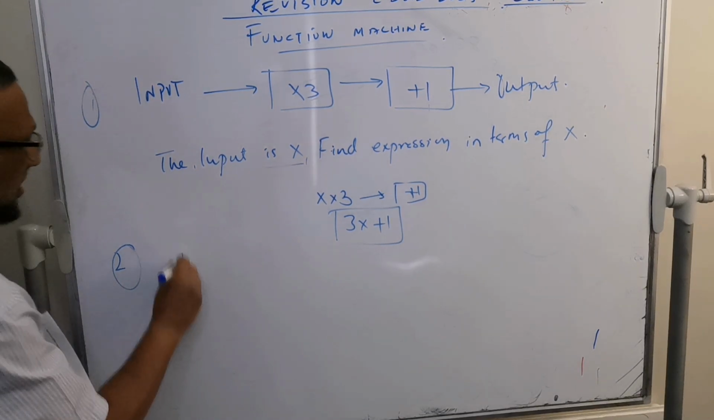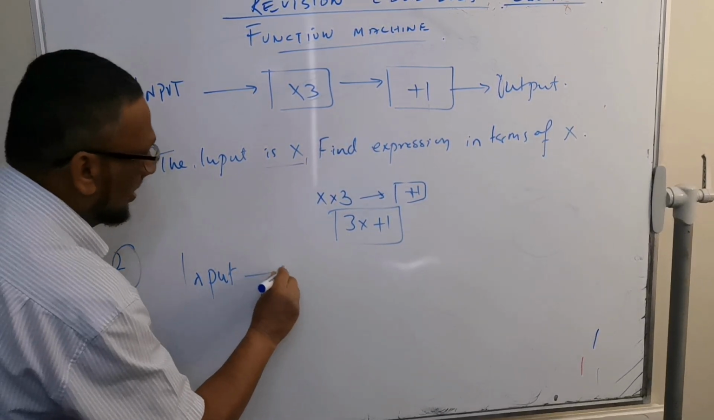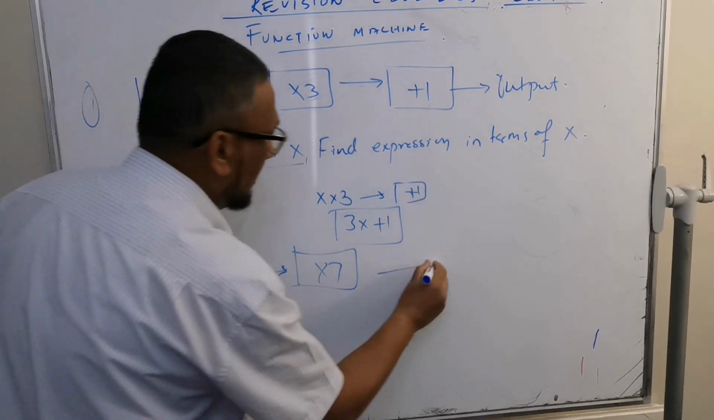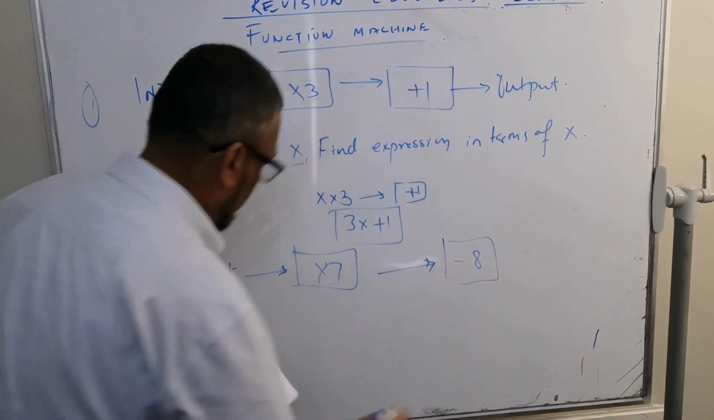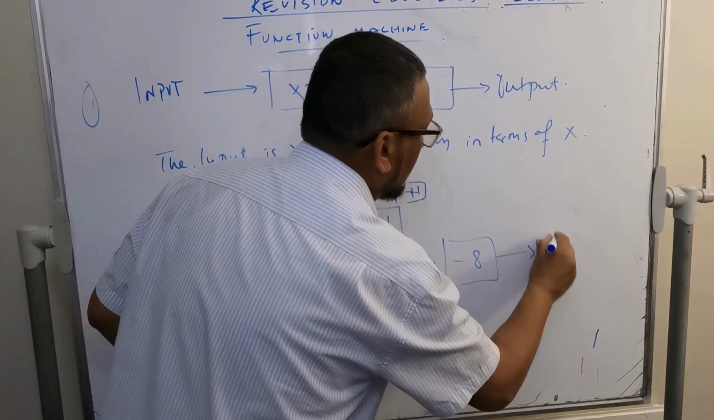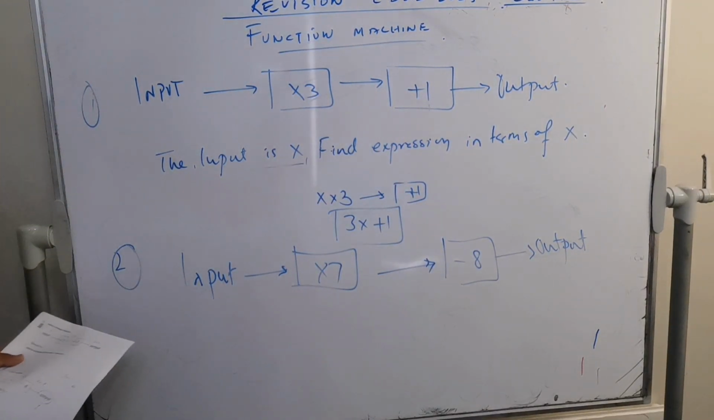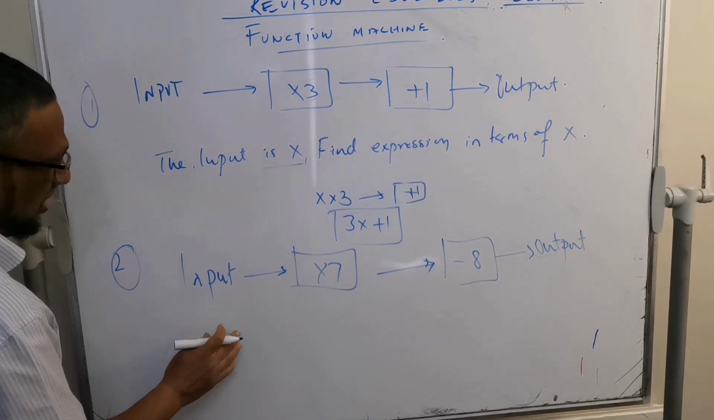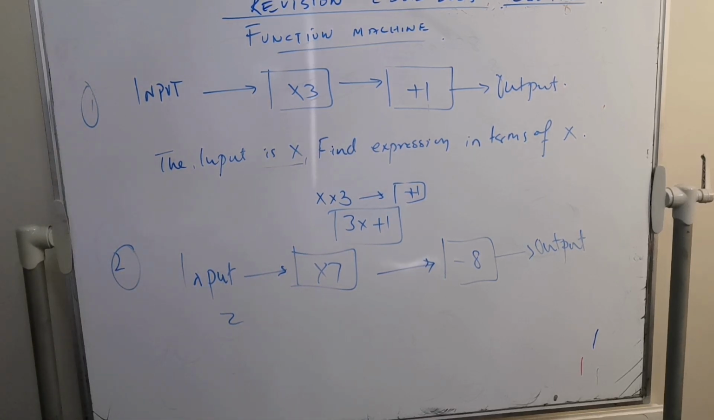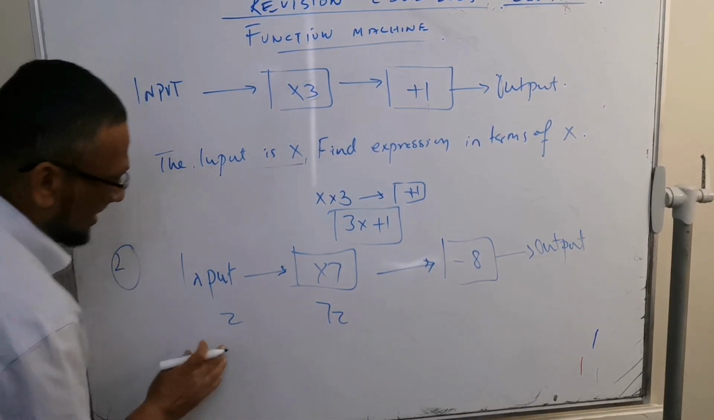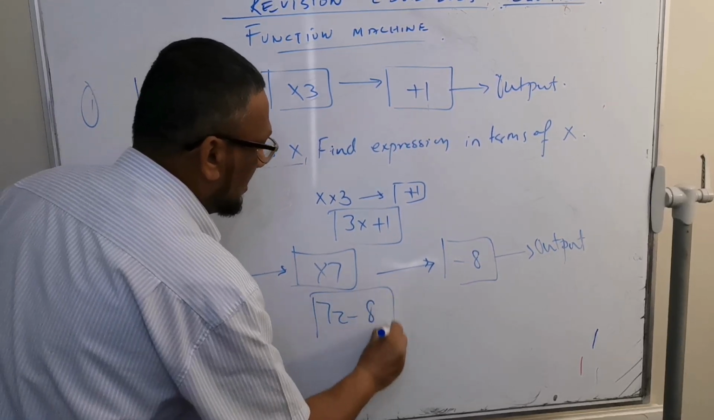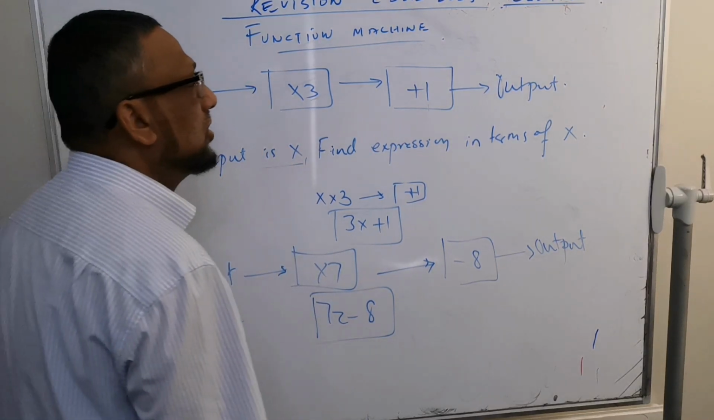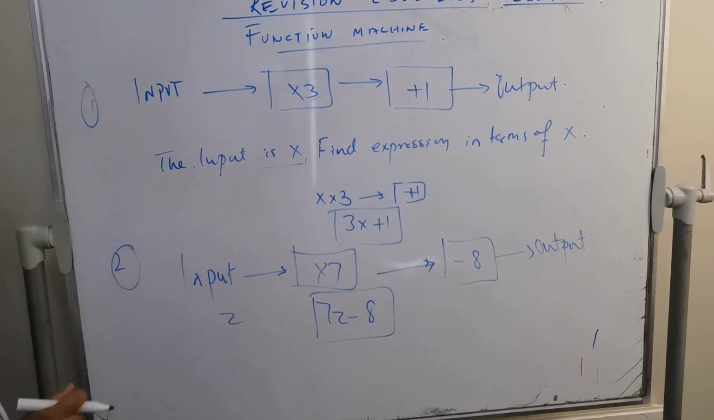This is the second example. This is input, and this is your machine. It says times by 7. You can pause the video and try, and then you do minus 8 and the output. You need to write the expression in terms of z this time. Very simple, 7 times z is 7z, and then minus 8. So this is the expression in terms of z. This is the simple question of the function machine. You need to find the expression if the function machine is given.